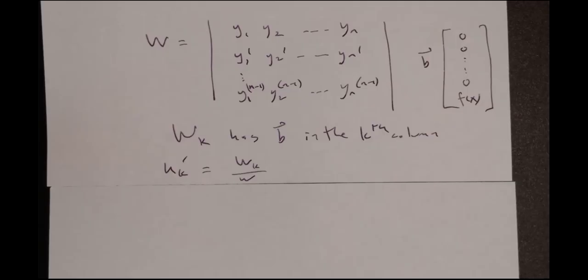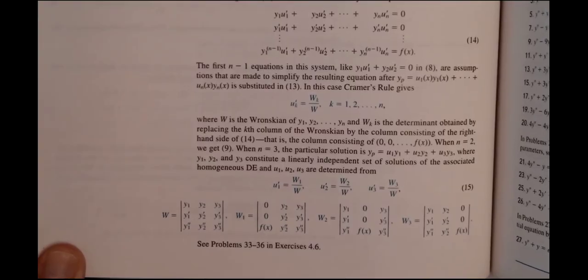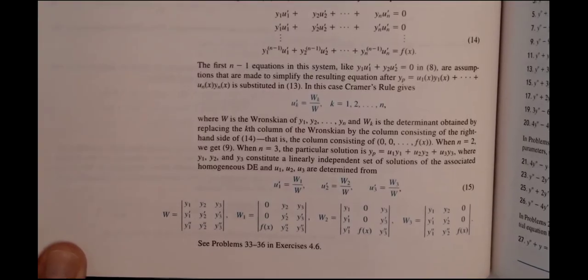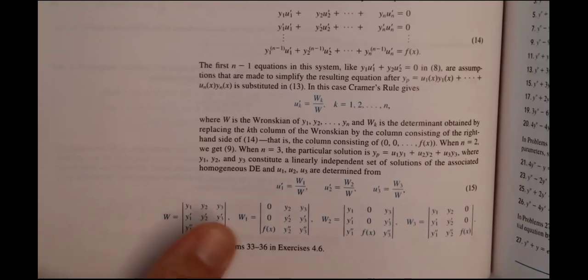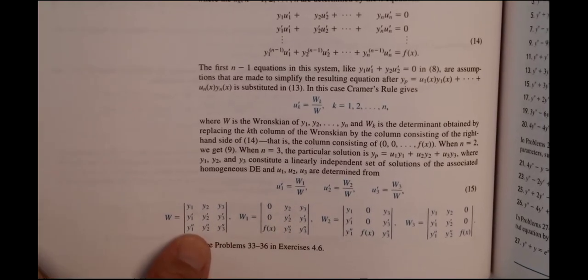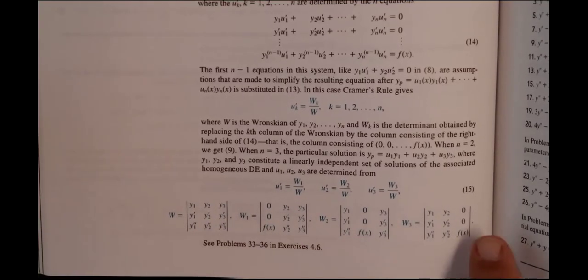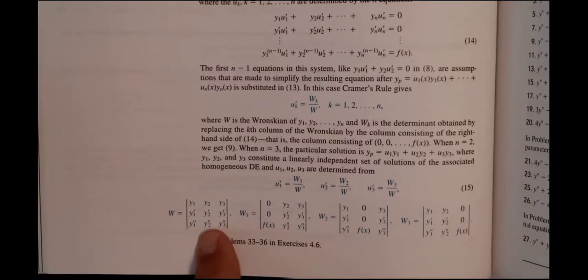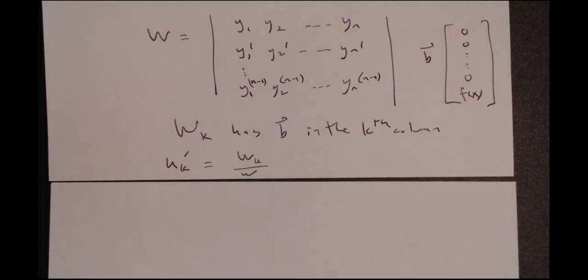Page 164. Bottom of the page. Here are the 4 matrices you need just to do a 3x3. And then for each of those, you're going to take whatever the result is here, divide it by that, and you're going to get U1 prime. You're going to divide this by this to get U2 prime, and this by this to get U3 prime. Then you're going to have to integrate each of those. And this is just to find the non-homogeneous part. Yep.